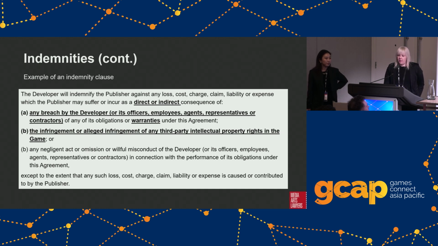So what this basically means is in A, if the warranties are false, in addition to being able to sue you for a breach of contract, the publisher will be able to sue for a full indemnity. So they'll be basically seeking all the losses, costs, charges, claims, liabilities, and expenses they suffered either as a direct or an indirect consequence of those warranties being false. And B is similar, and it relates to an infringement or an alleged infringement of any third-party IP rights in the game. So it demonstrates that your liability can be more significant if there's an indemnity clause, and therefore you really want to make sure that you can make the warranties so that if you have to provide the indemnity, you're confident that at least you can provide points A and B confidently.